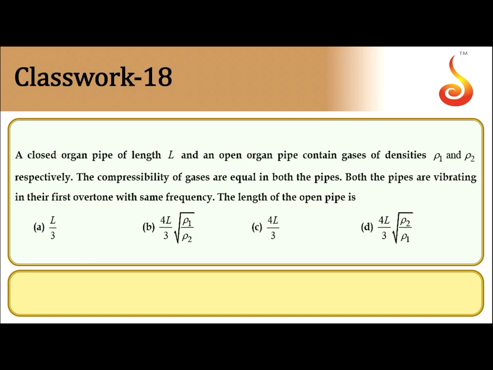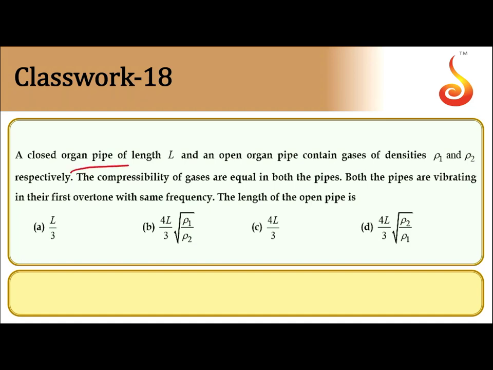Next one. A closed organ pipe of length L and an open organ pipe contain gases of densities rho 1 and rho 2 respectively. The compressibility of gases are equal in both the pipes. Both the pipes are vibrating in their first overtone with same frequency. The length of the open pipe is.